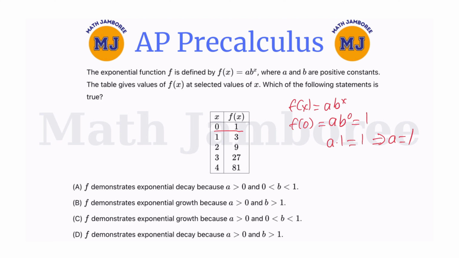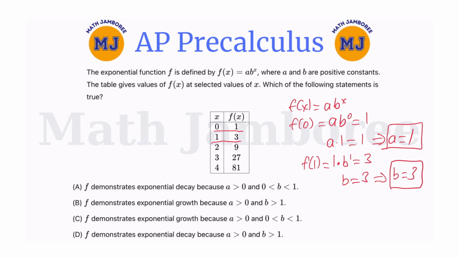To find the value of b, I'm going to use the second data, over here, 1 and 3. Or you can use the third one, it's okay. You will get the same results. f of 1 is equal to 1 times b to the power of 1, which is equal to 3. So b is equal to 3. So we found the values of a and b.